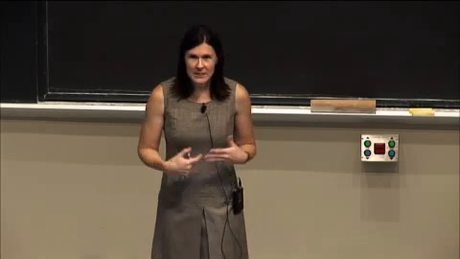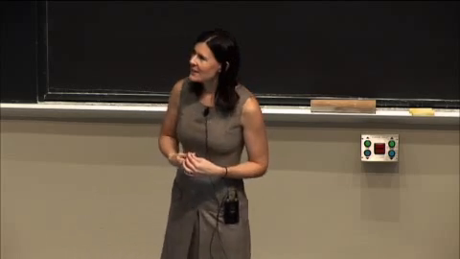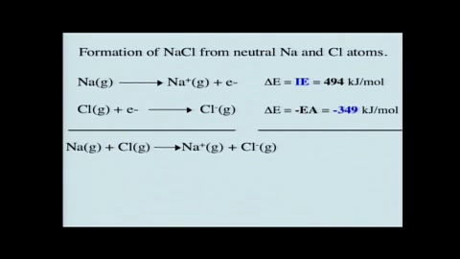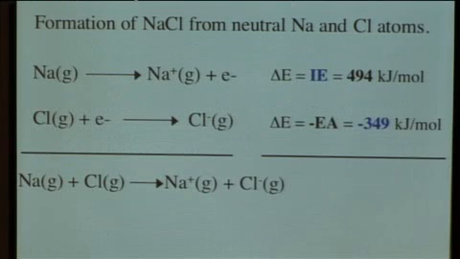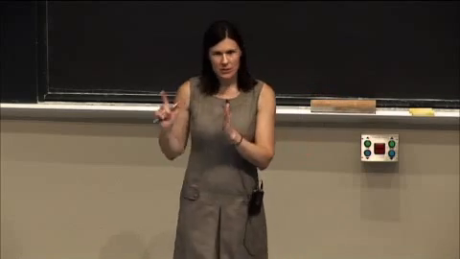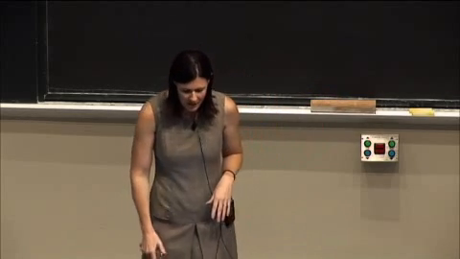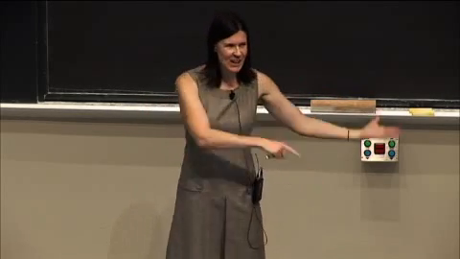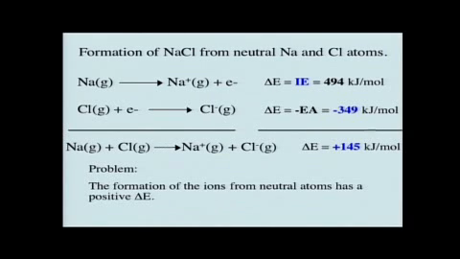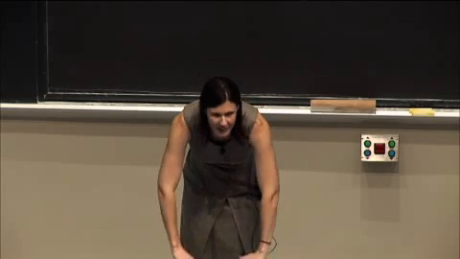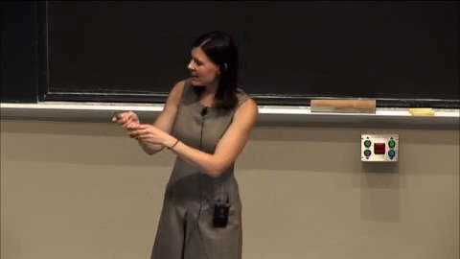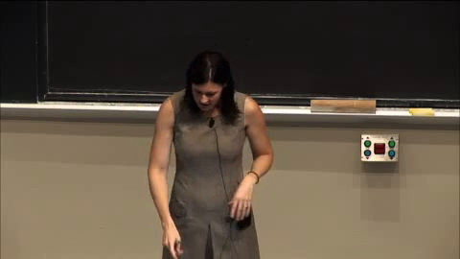So if we talk about the sum of what's happening here, what we need to do is think about going from the neutrals to the ions, so we can just add those 2 energies together, and what we end up with is plus 145 kilojoules per mole in order to go from neutral sodium and chlorine to the ions. So the problem here is that we have to actually put energy into our system. So this doesn't seem favorable, right? What's favorable is when we actually get energy out and our energy gets lower. But what we're saying here is that we actually need to put in energy.